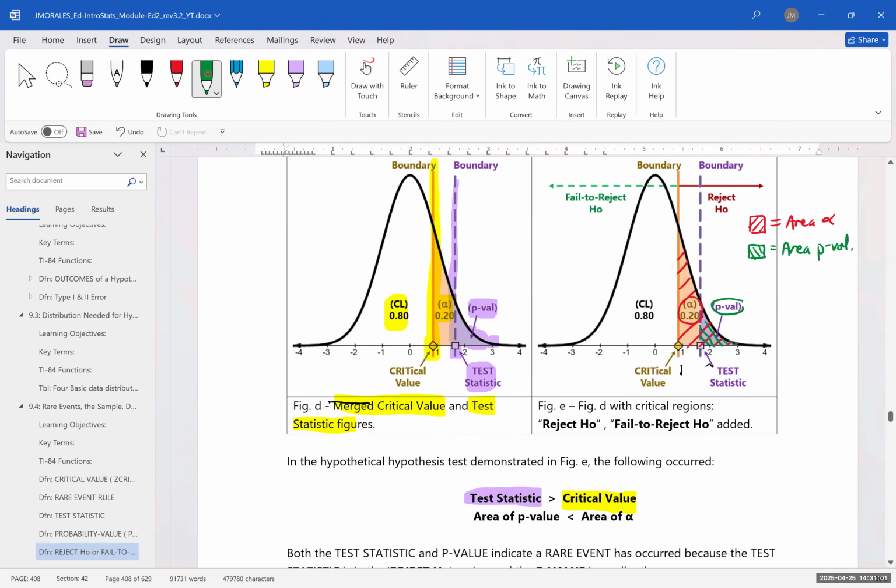Okay. So which area is greater? Hopefully you can see that the area of the p-value, which is this smaller area right here, is less than the area of the significance level, which was all the way out here and also including the tail. It's harder to see when those two areas overlap. That overlapping is what's happening.